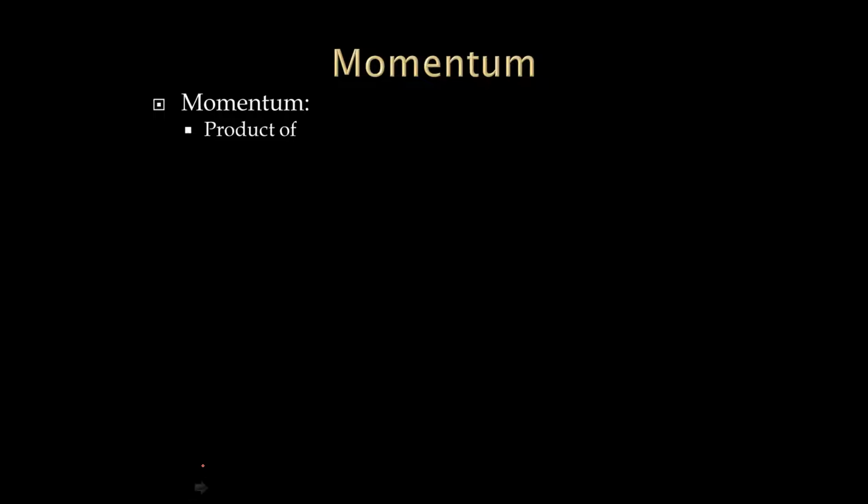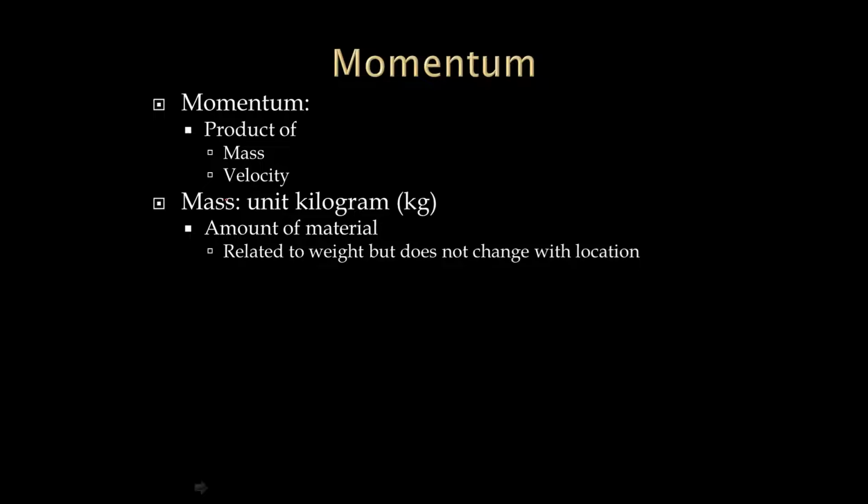For our examples, you can see that this quantity momentum that we're talking about is a product of both the mass of an object and its velocity. Let's go and define these terms. The mass is the amount of material there. It's related to its weight. On Earth, we can't really tell the difference between the two, but mass does not change with the location. The unit of mass that we'll be using in this class is the kilogram.